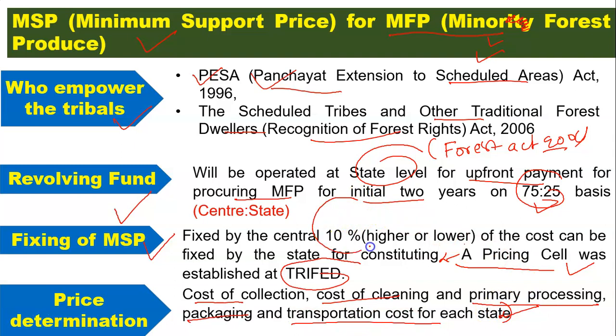There is a flexibility given to the state that they can fix an MSP 10% higher or lower than whatever the central government has decided. For example, if the central government has decided 100 rupees MSP for a certain product, the state can vary from 90 rupees to 110 rupees. So this is the flexibility given to the state for fixing this MSP. Now, I have already told you this price determination is done by the pricing cell on the basis of cost of collection, cleaning, primary processing, packaging and transportation cost of each state.